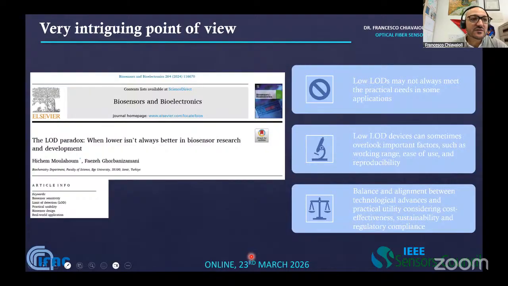So sometimes it's not fundamental to reach a very low detection limit, but maybe it's more important to focus on the working range, the ease of use, and the reproducibility of the result. So in general, it's not only about getting the lowest detection limit, but also a balance between technological advances and practical utility, considering cost effectiveness, sustainability, and compliance with standardization.